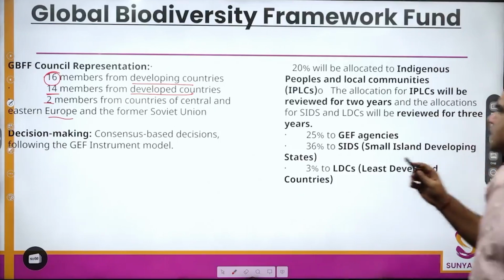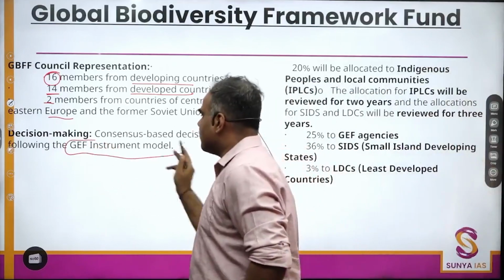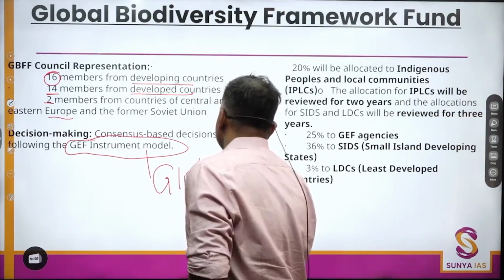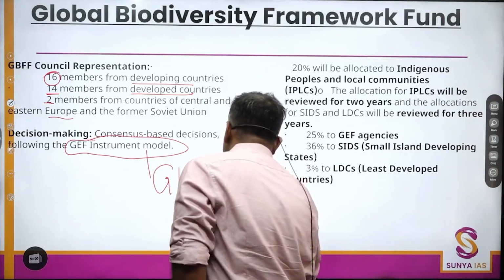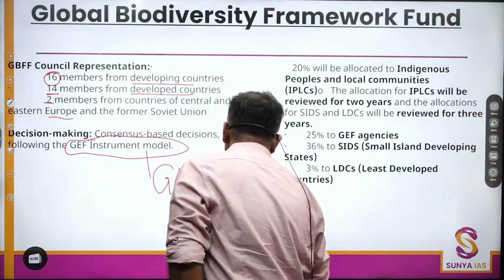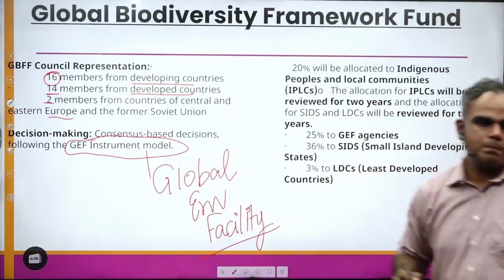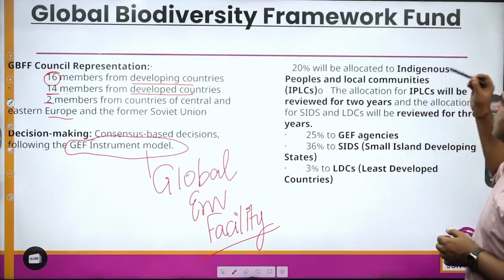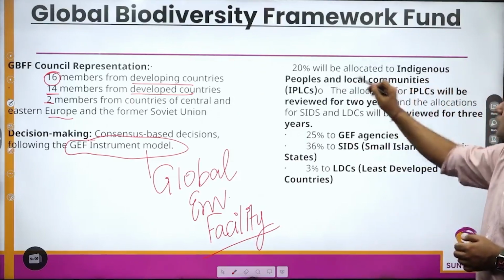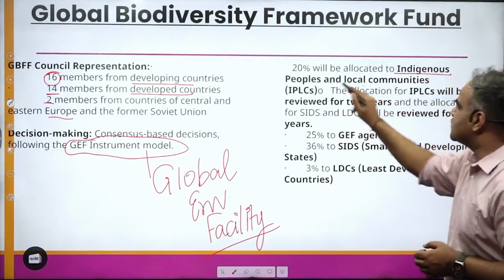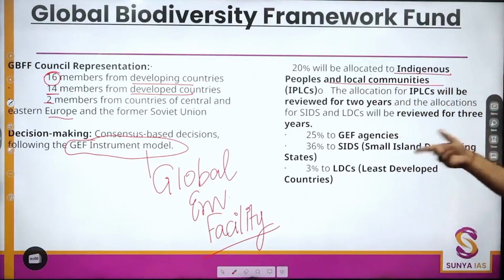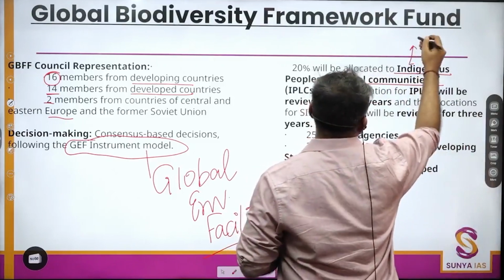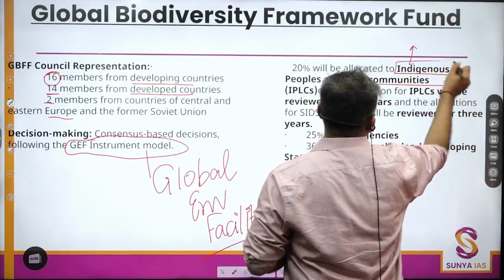Decision making is as per GEF. What is GEF? Global Environment Facility. So this is how the decision making is going to happen through GEF. Now this is that money allocation, 20% is also going to indigenous people. Other than that, you don't have to remember how much is going to other areas. Just remember that indigenous people have had a lot of weightage here.